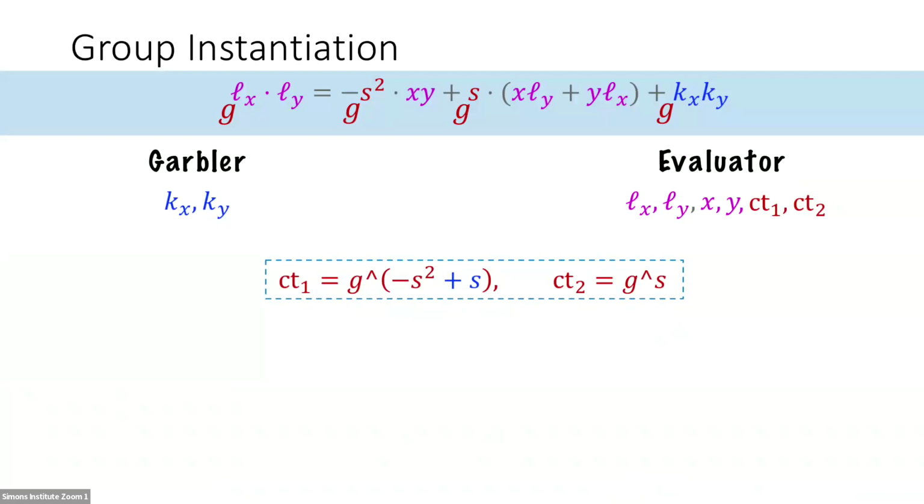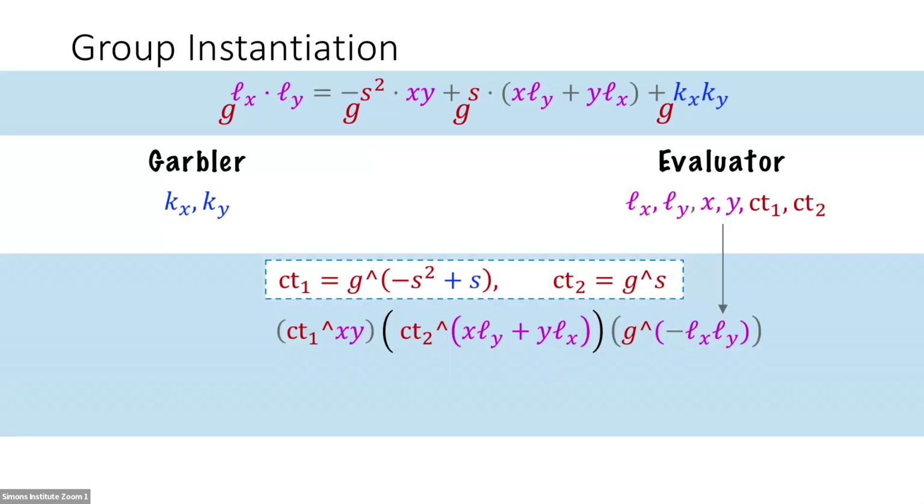To drive it home, we have this key equation written on top. What we're going to publish is g to the s squared and g to the s as promised, but also with an additional plus s in the first ciphertext. What do we do? The evaluator is going to raise to xy. It wants to multiply xy with s squared, multiply this term with s, and multiply basically Lx, Ly with 1.